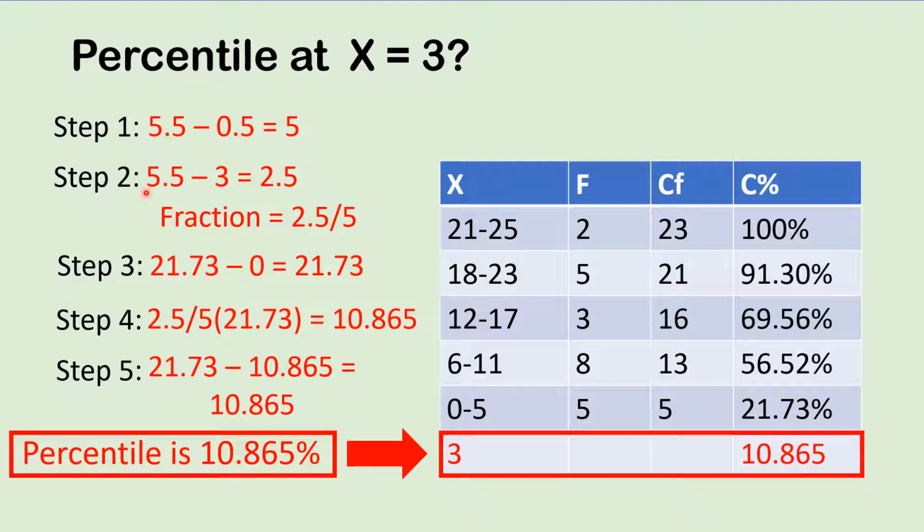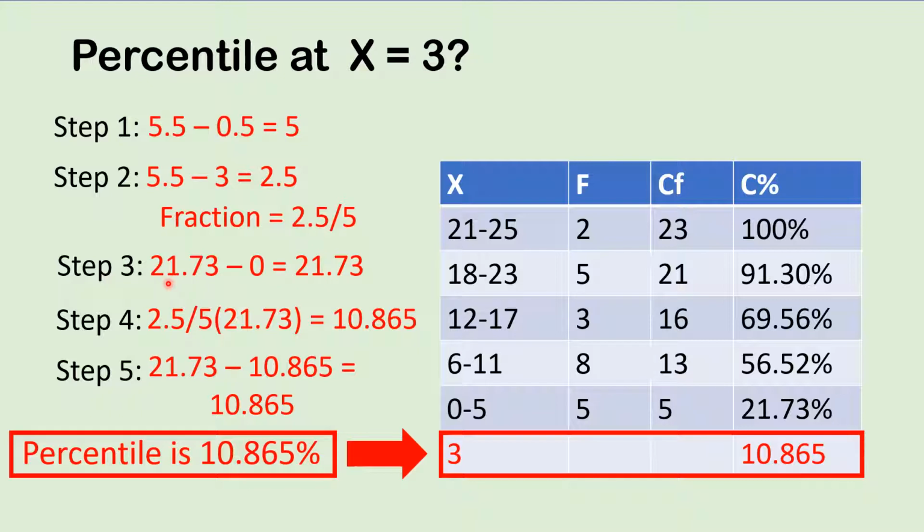Step 2 now is to find that difference between that upper limit and the value that is being asked for in the question. So in this case, we would subtract 3 from 5.5. 5.5 is that upper limit of the interval, and 3 is the value that we're seeking to uncover. And we get a value of 2.5. So now that we have the width of the interval, which is 5, and that difference between the upper limit, which is 2.5, now we have our fraction and can go to the other side of the table, which would be over here.